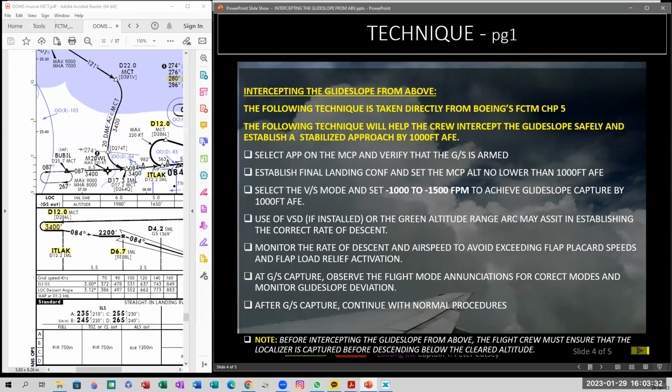So remember that if you know from your distance that you will not intercept the glide slope by the time you reach 1,000 feet above field elevation, you're going to have to initiate a go-around. But before you do, ensure you set go-around altitude prior to touching go-around. All right, let's go to the next.